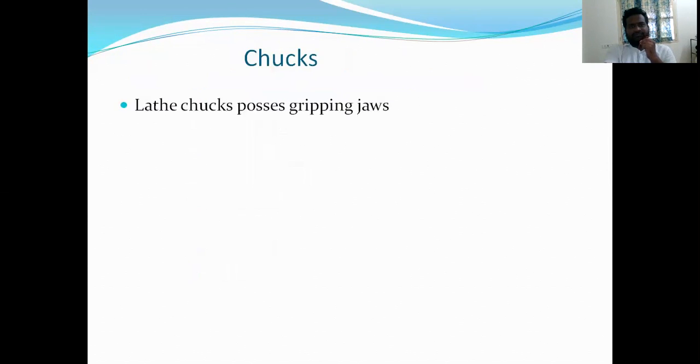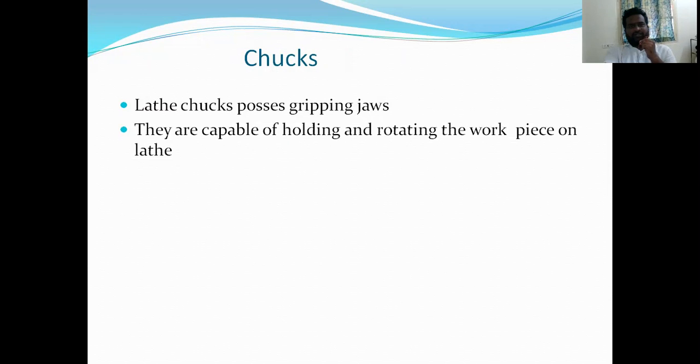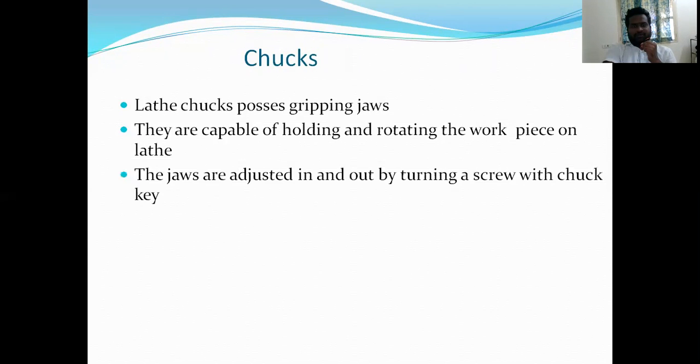Different types of chucks are there. We already know, and we are observing figures of the chucks. Lathe chucks possess gripping jaws. Chucks have jaws, and they are capable of holding and rotating the workpiece on the lathe.